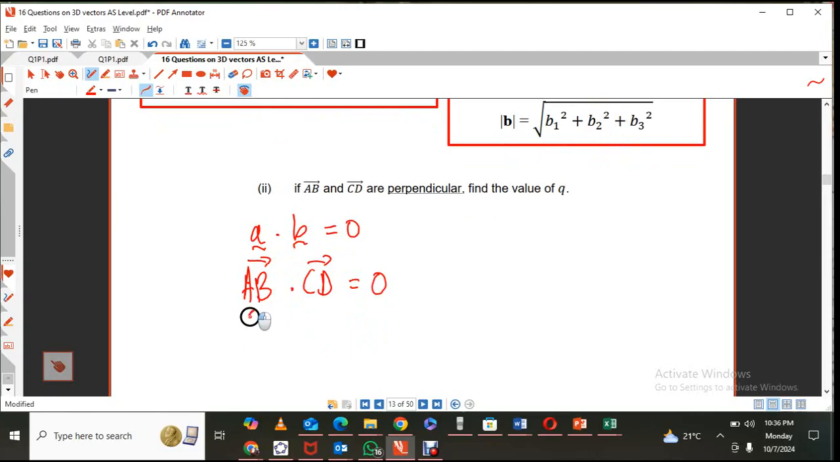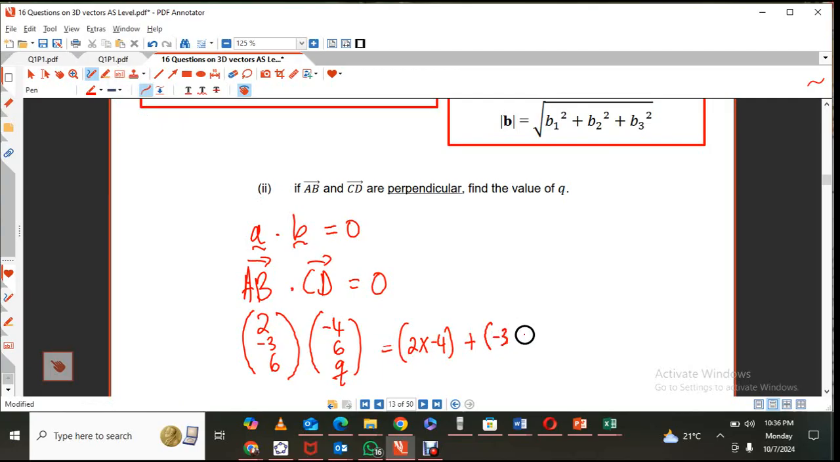So what do we know? We know that AB is (2, -3, 6). We know that CD is (-4, 6, Q). That's what we know. So if you were to find the dot product, you're going to have 2 times -4 plus -3 times 6 plus 6 times Q. And this should equal 0.